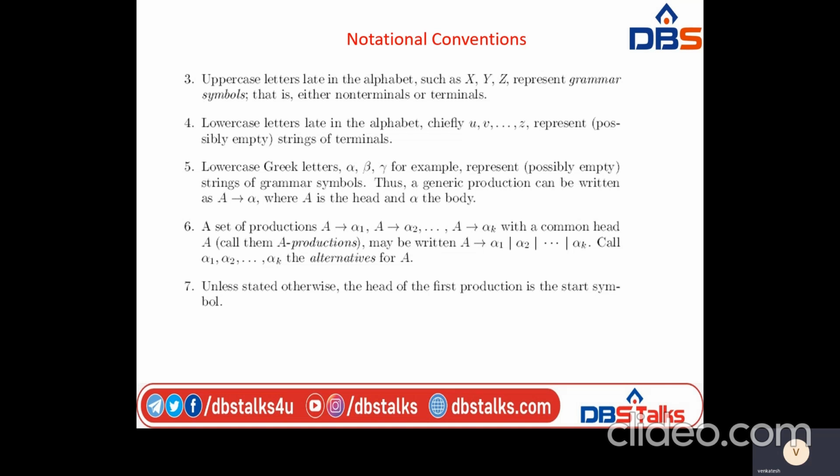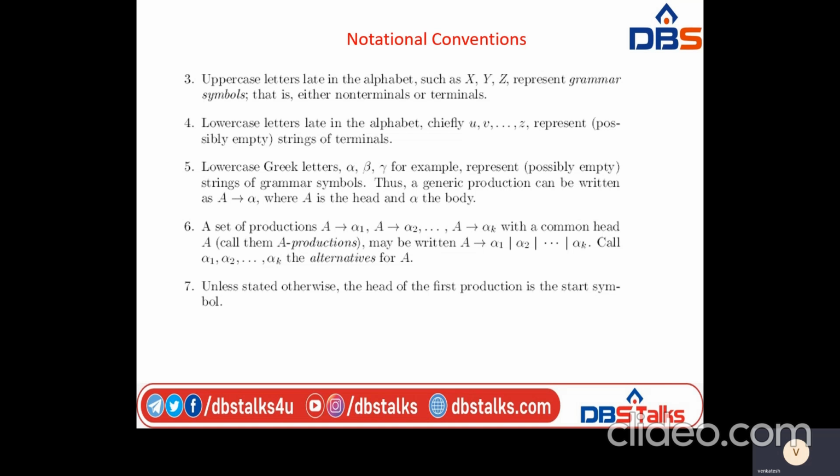A implies alpha k with a common head A, we call them A productions. Why? Because all start with A, and may be written as A implies alpha 1 or alpha 2 or alpha 3, and so on, alpha k. If the starting symbol is the same, then we write A implies alpha 1, alpha 2, alpha 3, and so on, alpha k, like this. We call all these the alternatives for A.